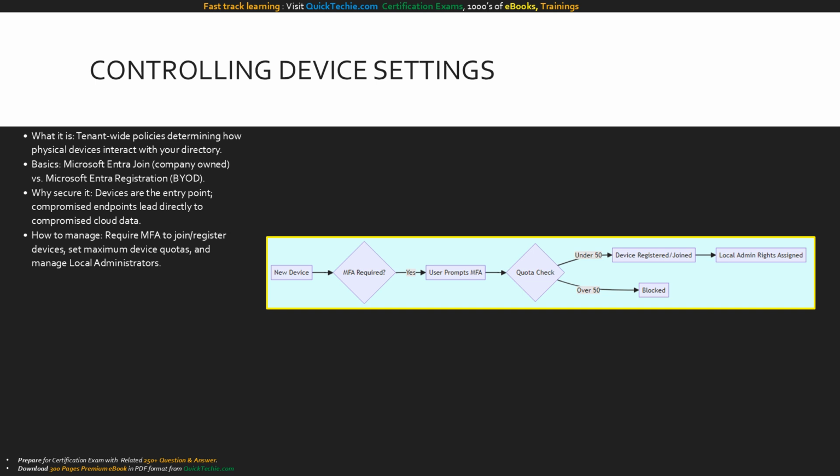A new device attempts to connect. Our setting intercepts it and asks, is MFA required? Yes, so the user completes an MFA prompt. Next, the system performs a quota check to ensure the user hasn't exceeded their allowed device limit. If they are under the limit, the device successfully registers or joins. Finally, for corporate joined devices, predefined IT staff are automatically injected with local admin rights, completing a secure, automated setup.